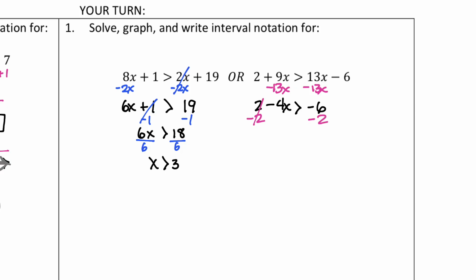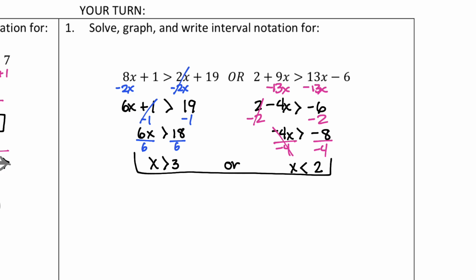So the 2's cancel. Negative 4x is greater than negative 8. Divide by negative 4, and flip the inequality around because we divided by a negative: x is less than 2. Put our "or" in between here, and that is your final answer for the solved portion.